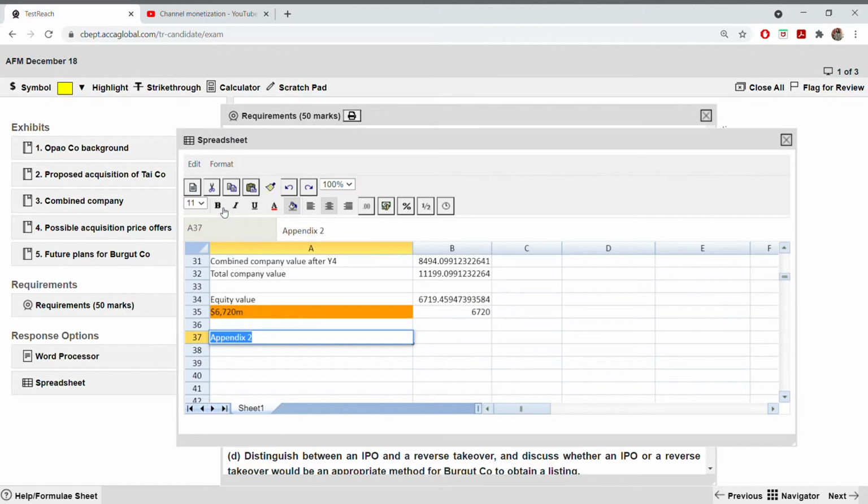Appendix 2, and I'm going to bold it out. Appendix 2 is linked with part C, the second part. As I told you before, you have to clearly mention which part of it the appendix is for. So, and write the main heading. What is the main topic?